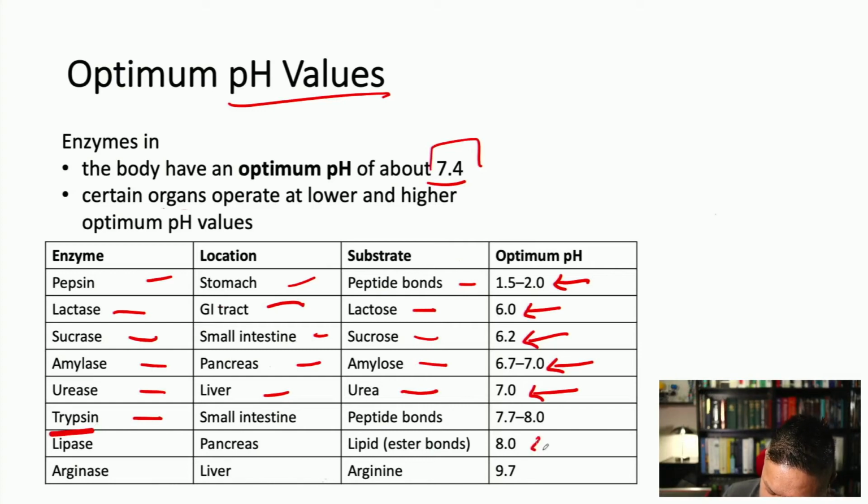The pancreas has lipases, right, which break down lipids. Remember what I said about lipids in our previous lecture: lipid breakdown is a base catalyzed reaction, right? And then arginase breaks down arginine in the liver, and that's super basic at 9.7, right? So keep all those in mind.